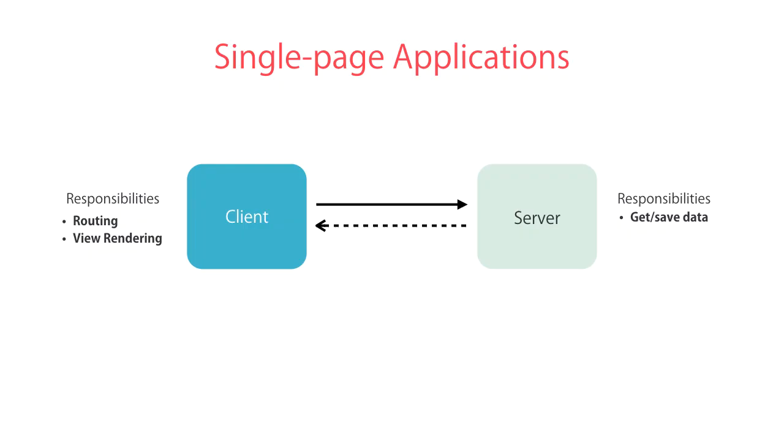this view. So in this simple application, we have routing, which is implemented on the client, and we also have view rendering. Our server-side part is purely responsible for getting and saving data. Next, we're going to look at the project structure in more detail.